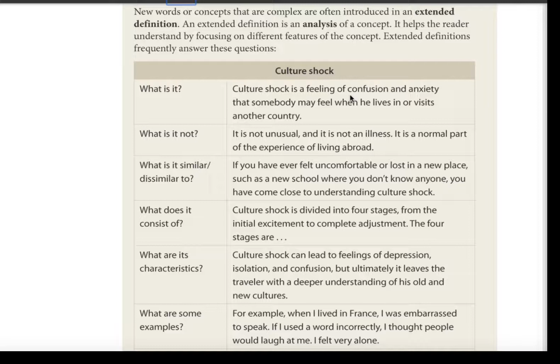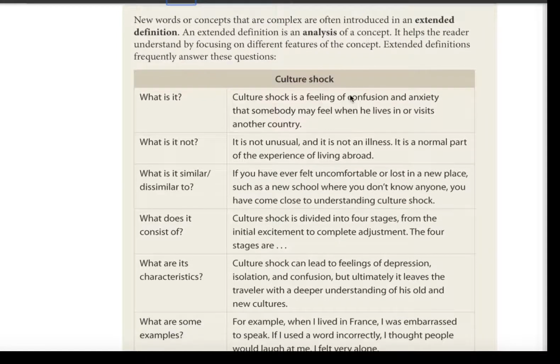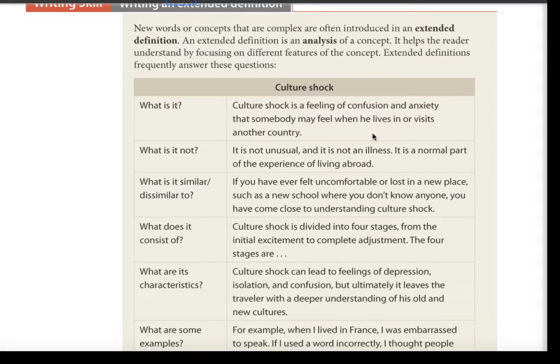Now, culture shock is the example here. So the first question is, what is it? And that's more like its definition. You would probably look it up in a dictionary or something to that effect, or just use your own words from your idea of what the definition is. It says here, it's a feeling of confusion and anxiety that someone may feel when he lives or visits another culture. Why another culture? Because we're talking about culture shock. Okay, that's what it is.